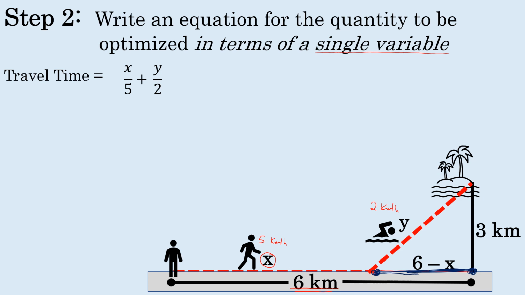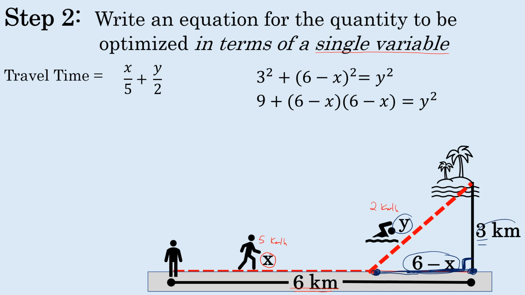What I have on the right side of this diagram is a right triangle, where one leg is 3 kilometers and the other leg is 6 minus x kilometers. Again, x represents the distance that the person walked. In this right triangle, you can use the Pythagorean theorem to describe the hypotenuse in terms of x. One leg is 3, one leg is 6 minus x. That means that the hypotenuse would be 3 squared plus 6 minus x squared equals y squared.